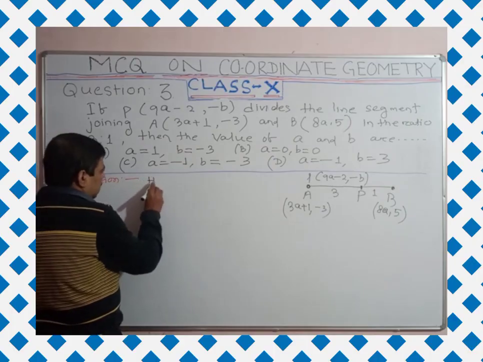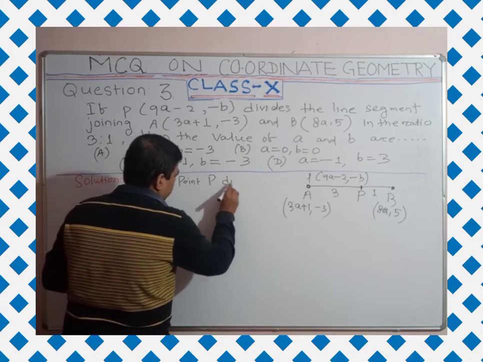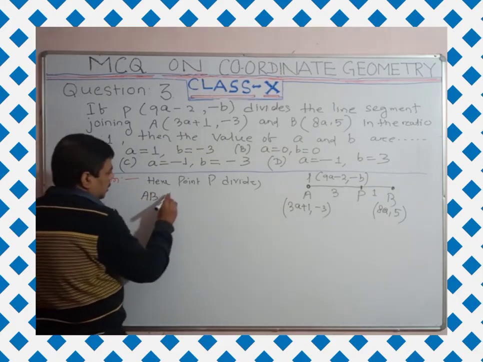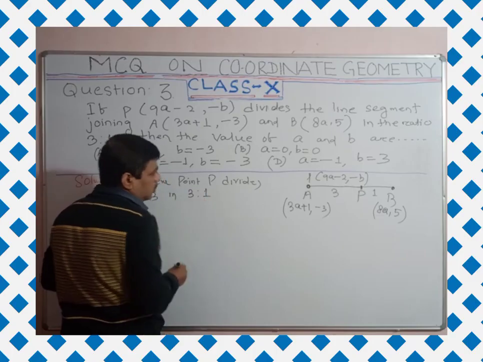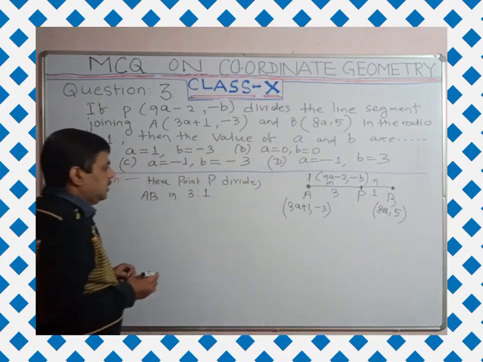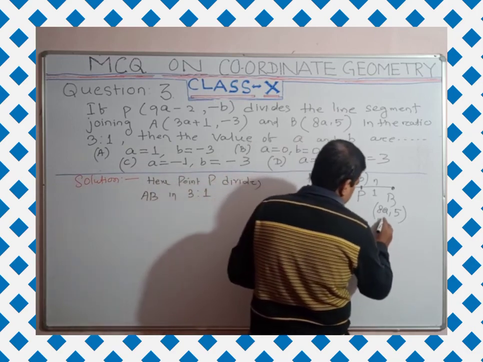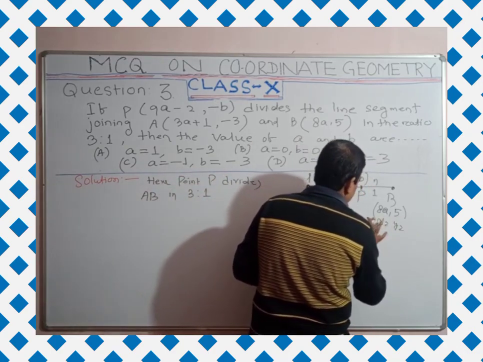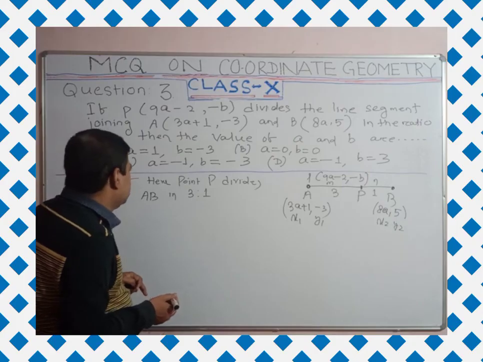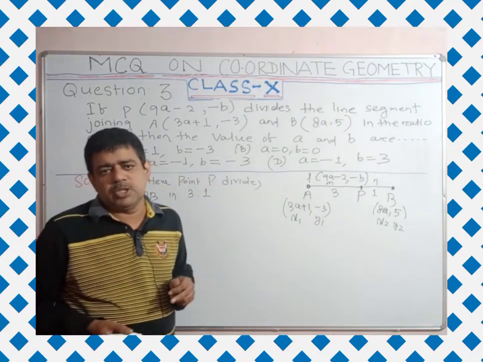Here the point P divides the line segment AB in the ratio 3:1. So here the m value is 3 and the n value is 1. And here the coordinate of A is x1, y1 and of B is x2, y2. Is it clear? Now, we know the internal section formula. The point P divides the line segment AB in the ratio 3:1 internally.